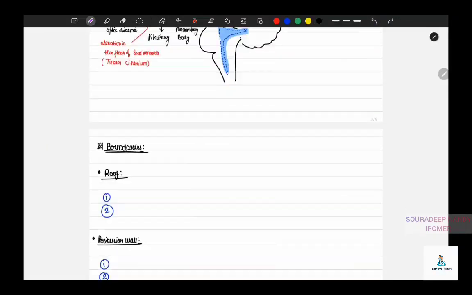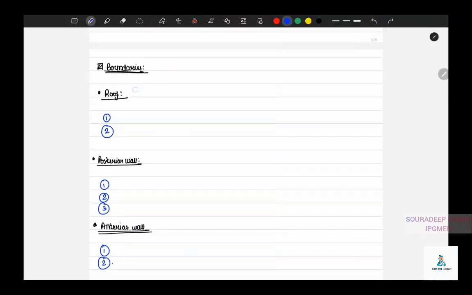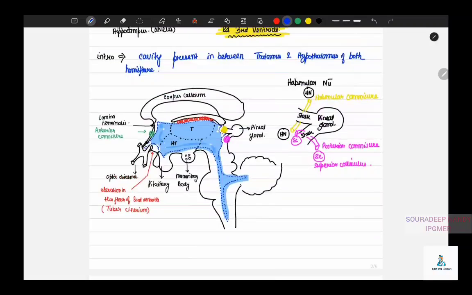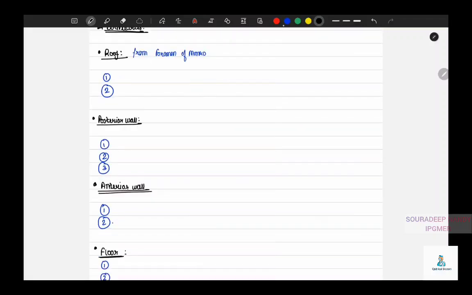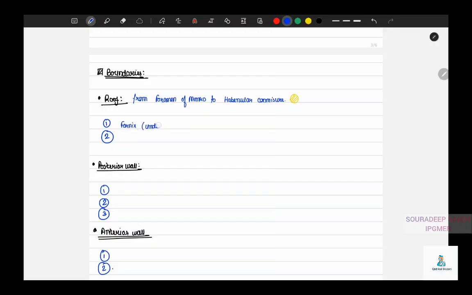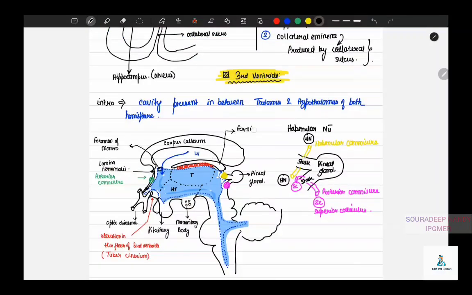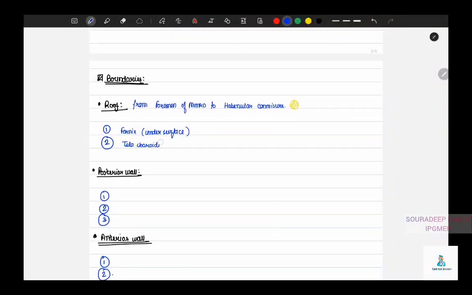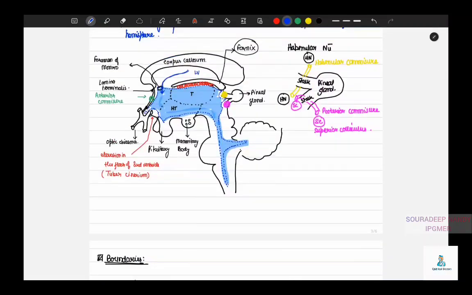So now let us write the boundaries. The roof has the interventricular foramen of Monro, through which it communicates with the lateral ventricle. The extent of the roof is from the foramen of Monro up to the habenular commissure. The roof is formed by two things. One is the fornix, that is the under surface of the fornix, and the tela choroidea of the third ventricle.